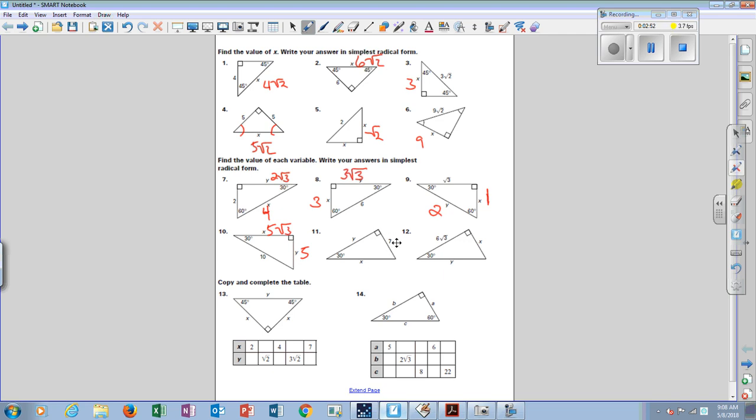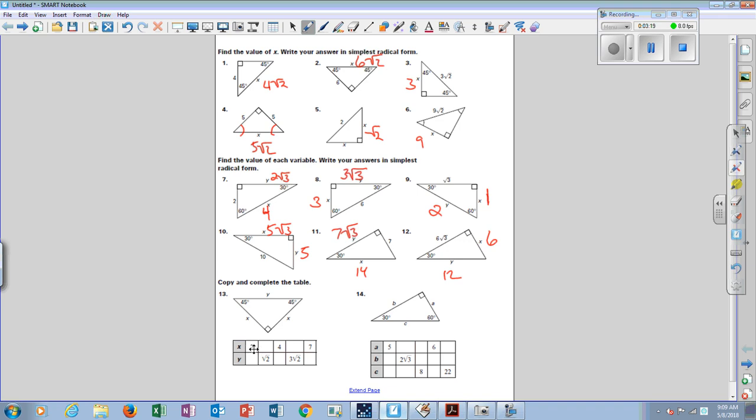Here you have 7 for the short leg. Multiply that by the square root of 3 to get the long leg. Multiply that by 2 to get the hypotenuse. You're done. Here you have 6 roots of 3 for the long leg. So the short leg is dividing by the square root of 3. Then to find the hypotenuse, you multiply by 2. These are all pretty easy once you figure out the pattern and the way it works.